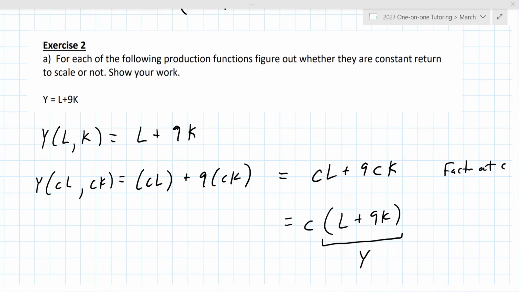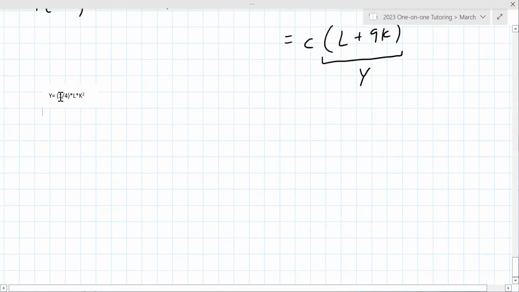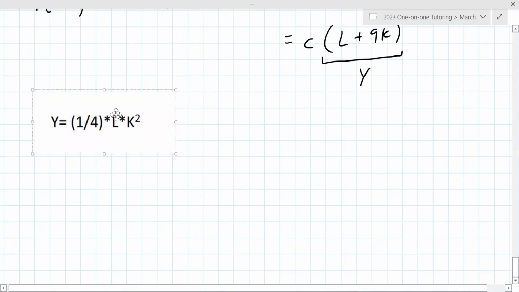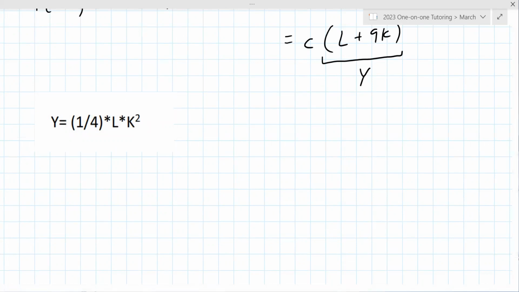For the next one, one of the things you should notice is, see how the exponents don't add up to 1? That's a pretty good indicator that it will not be constant returns to scale. But we have to show the work here again.